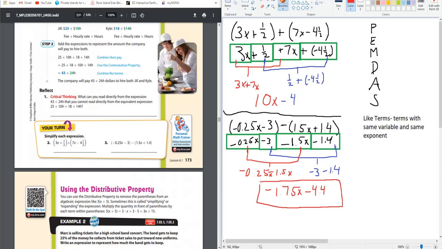So that is, again, nothing else I can do. These are not like terms. I can't combine them. So this is as far as I go.